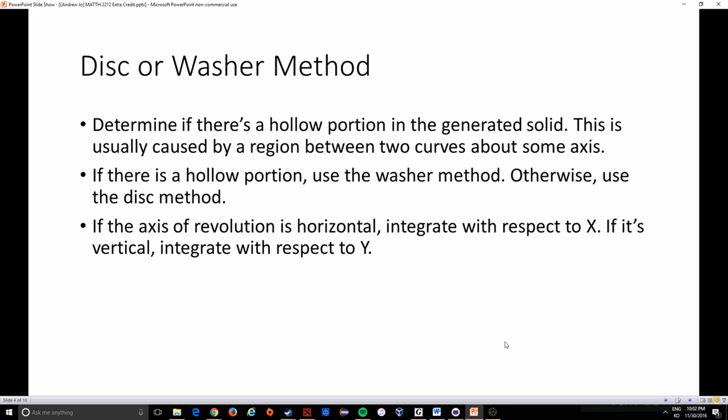Once we have determined that we need to use either the disk or the washer method, we need to then figure out if there is a hollow portion in the generated solid. This is usually caused by a region between two curves between some axes. If there is a hollow portion, we use the washer method. Otherwise, use the disk method. If the axis of revolution is horizontal, integrate with respect to x. If it's vertical, integrate with respect to y.